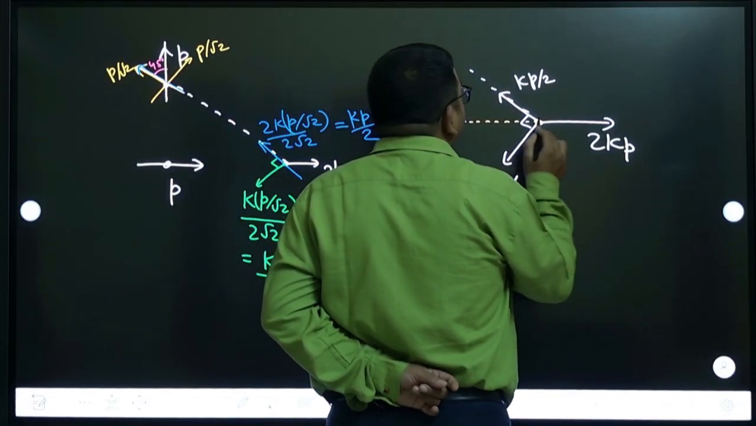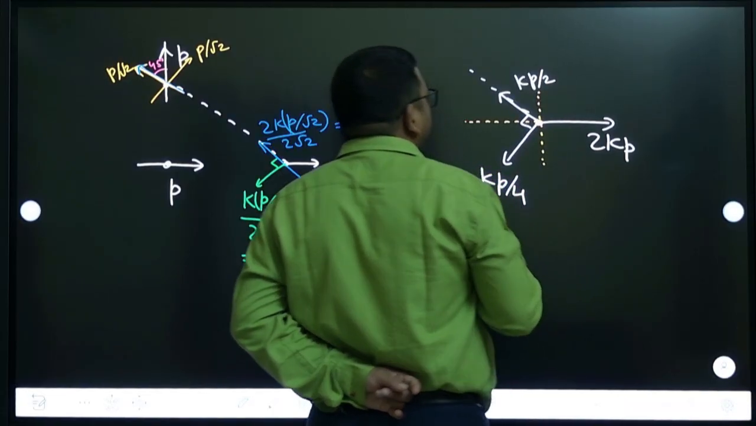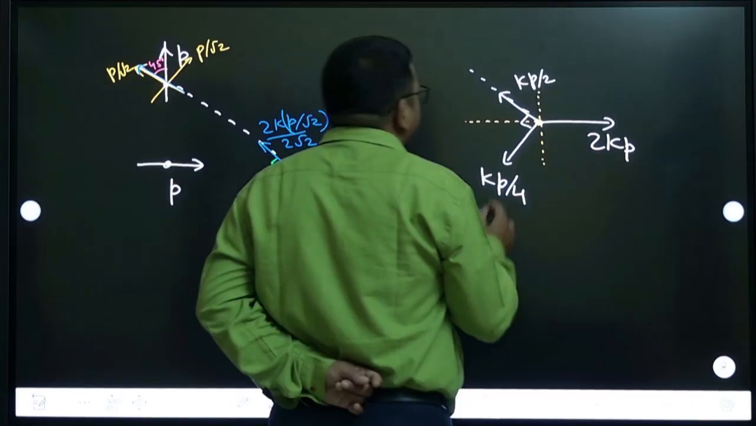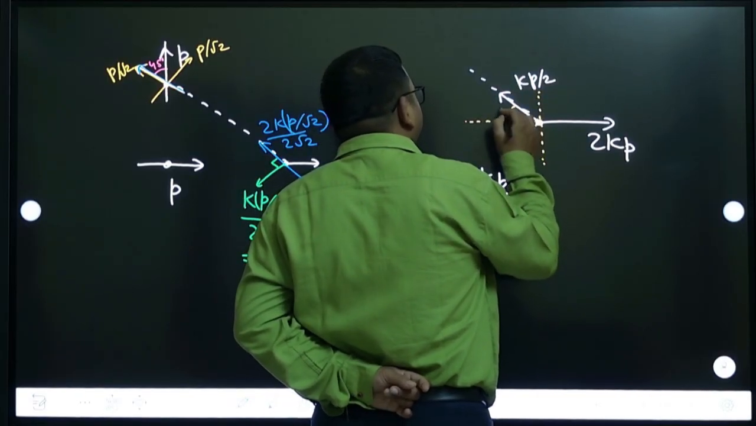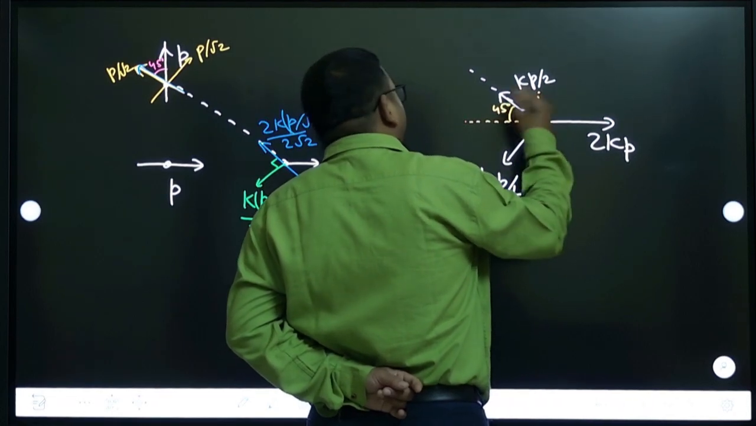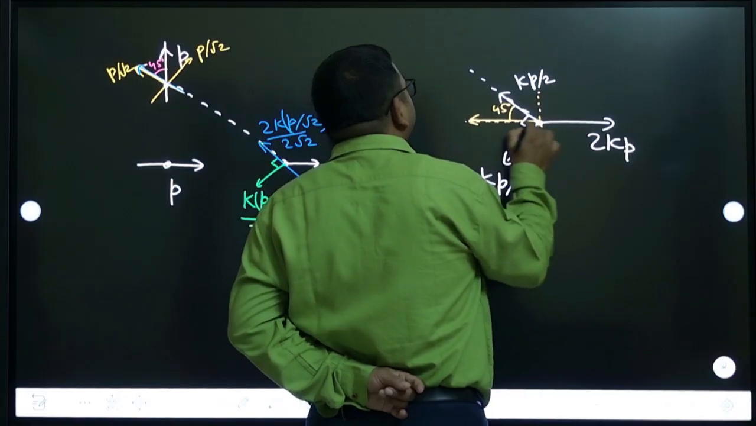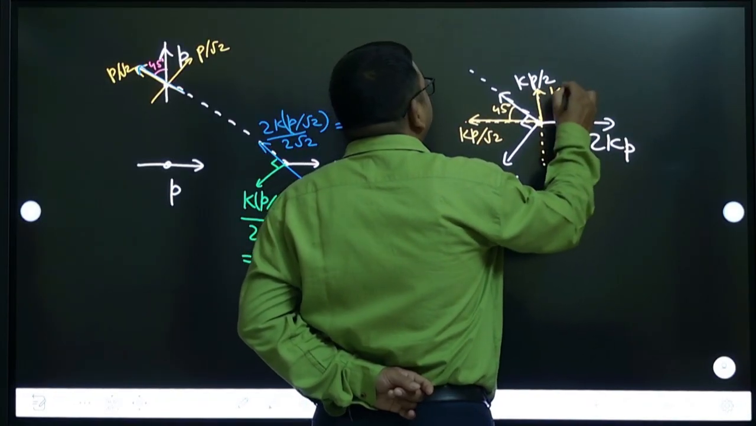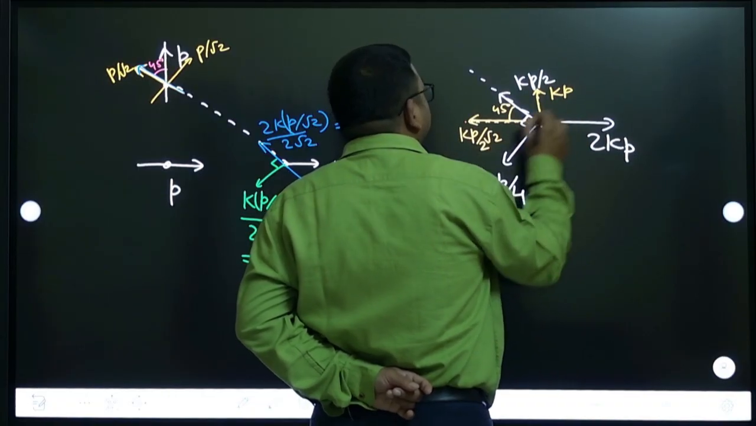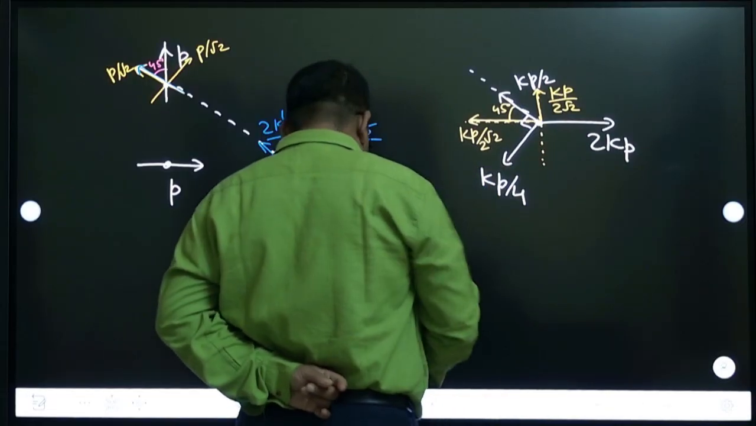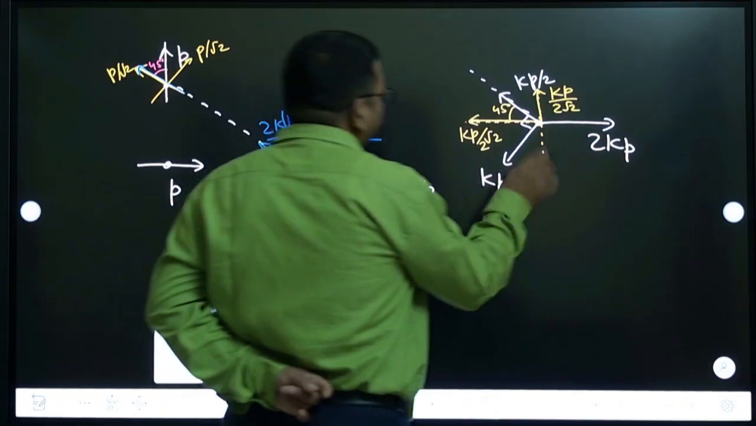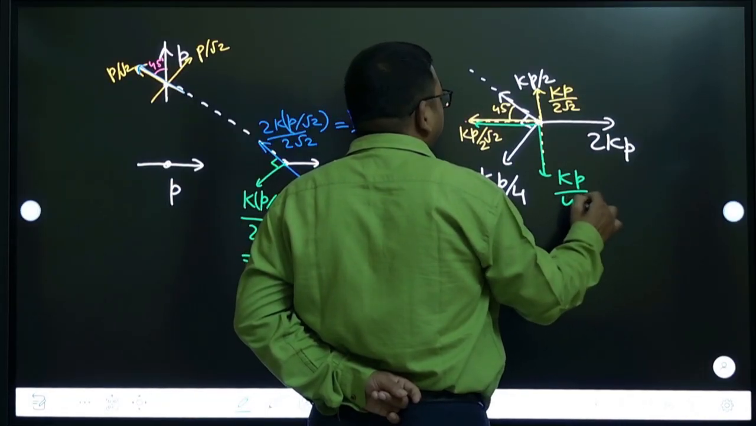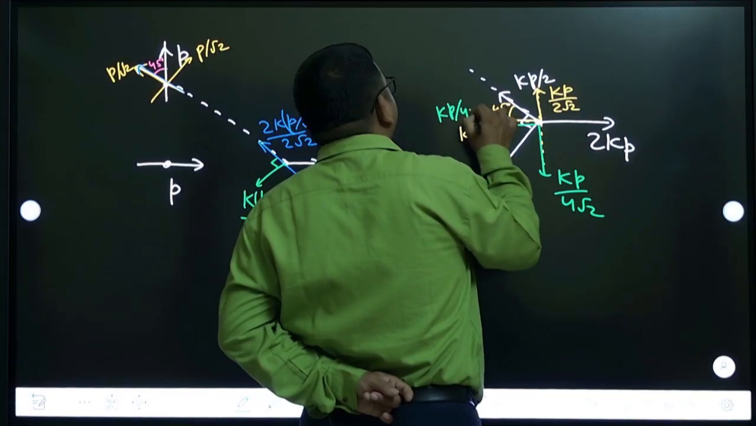So let us do resolution in x and y component. Okay, x and y component, let us resolve that. So this kp by 2 and this angle is 45 degree, right? 45 degree. So kp by root 2 component in this direction will be by root 2. So kp by 2 root 2 will come due to this. Similarly, this side also kp by 2 root 2 will come. Now similarly, what about this kp by 4? Kp by 4 also you need to resolve in the same manner, this component and this component. So kp by 4 root 2, this also kp by 4 root 2 over.